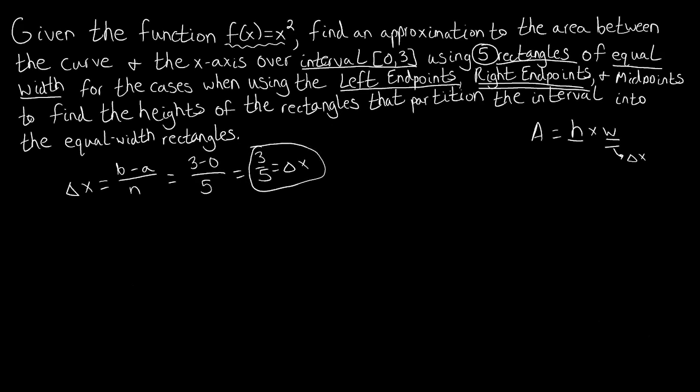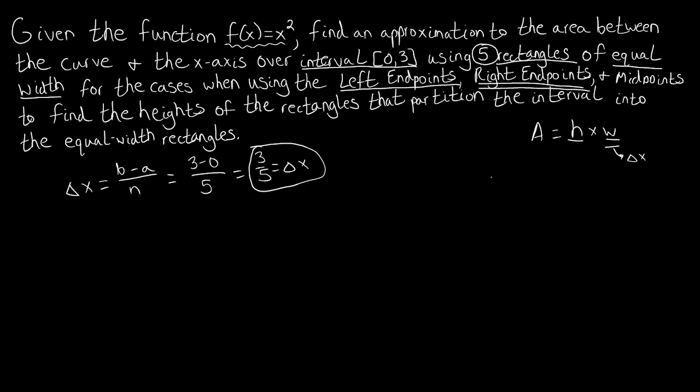Using any approach that we use, left endpoint, right endpoint, midpoint, anything that we use, we're going to use this delta x of 3/5 because this is the width that we're going to use in order to split our interval of 0, 3 into 5 equal length rectangles. So this is what we're going to be dealing with for the duration of our problem for our delta x.